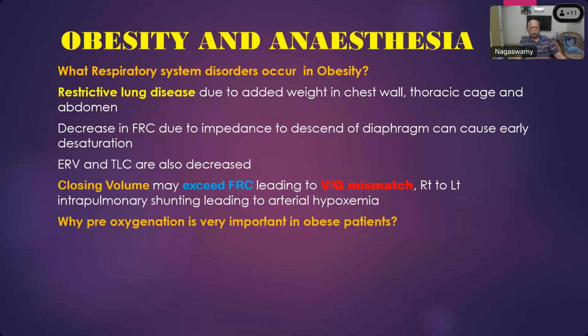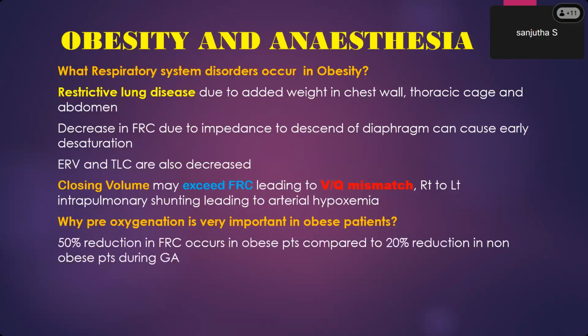And why is pre-oxygenation very important in obese patients? Once you know that the FRC is decreased, you must know this answer also, because it's commonly asked in the examination why pre-oxygenation is more vital in obese patients than in normal patients. The ability to tolerate apnea will be less because of decreased FRC. The reduction in FRC is 50% compared to the normal healthy person, which is only about 20% in non-obese patients during induction of GA.